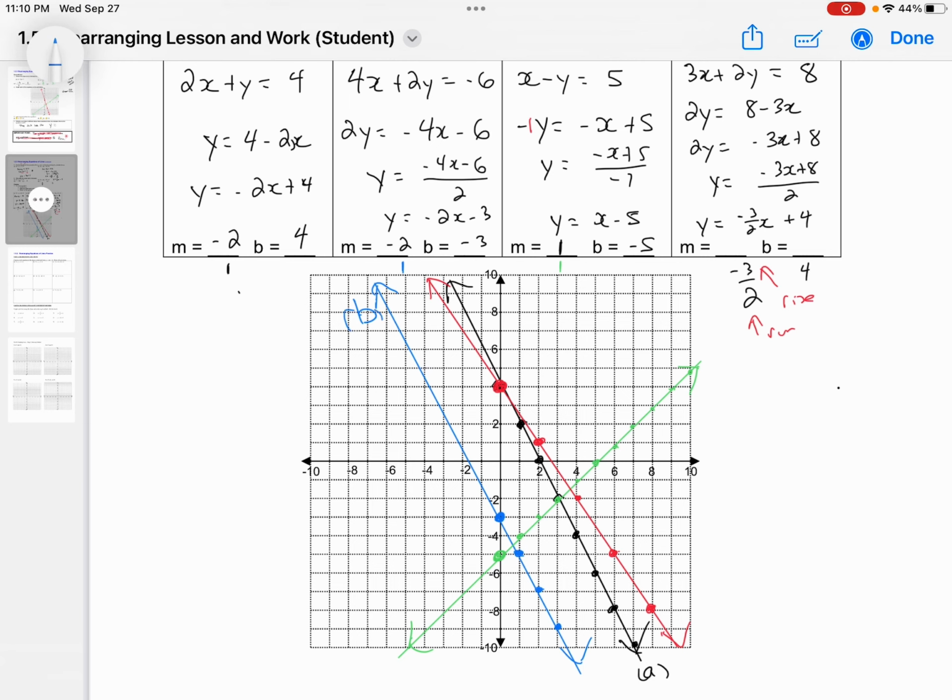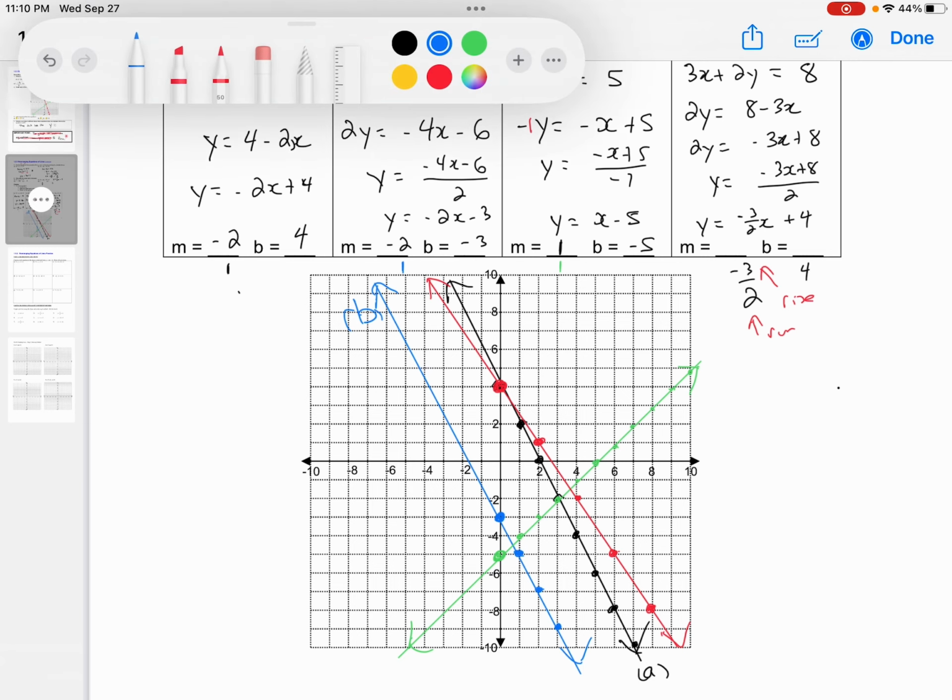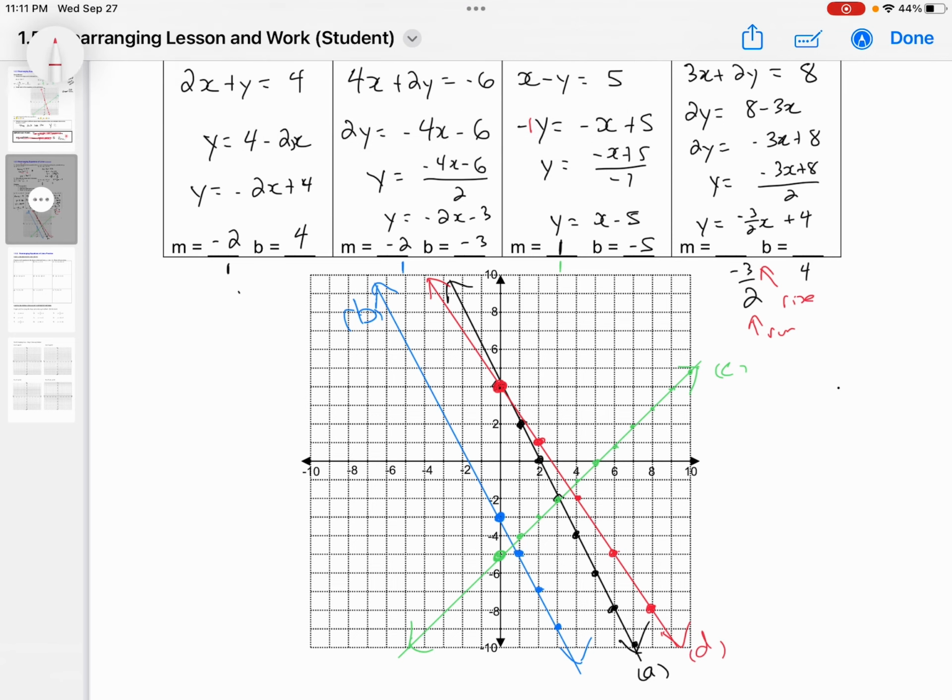That was B. B, like that. And the third one I did was, which one was it? It was green. Okay, so green. So that's the C. And then the last one I did in red, that was the D. Maybe you want to label them as you go, so you don't have to try and figure out afterwards which one was which. That's a good idea.